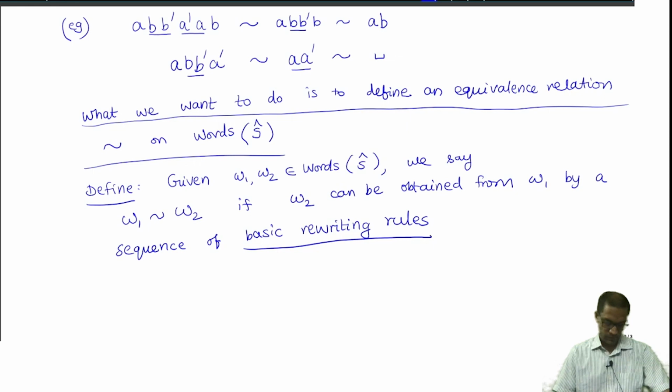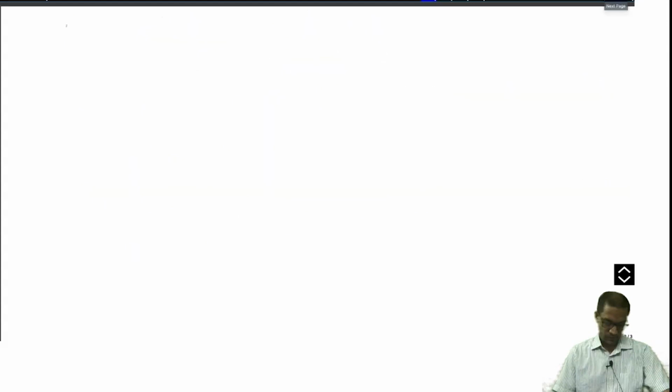Let's see what is meant by this. We've already seen an example of this just above. So what is a basic rewriting rule? Those are just the ones that we have talked about. So the basic rewriting rules are the following. There are 8 basic rewriting rules. So what are the rewriting rules?